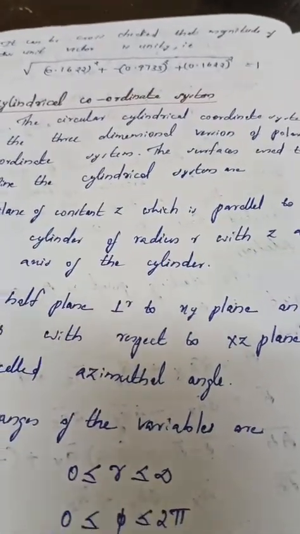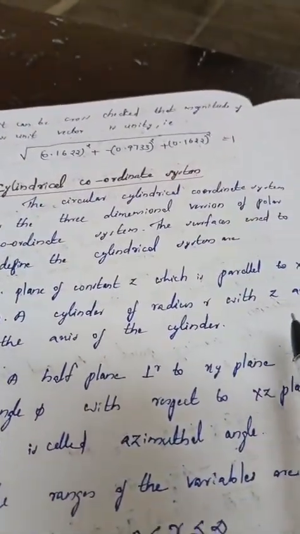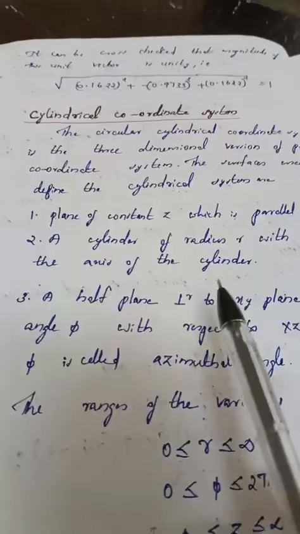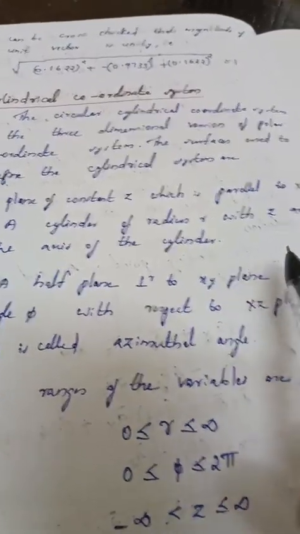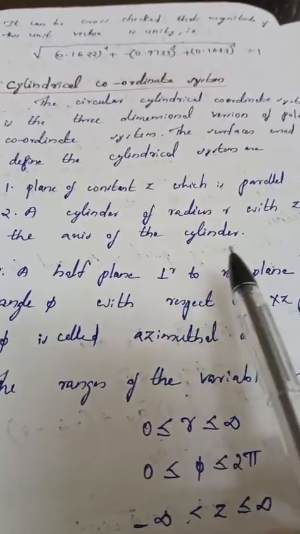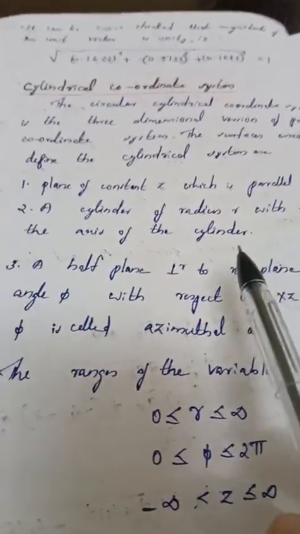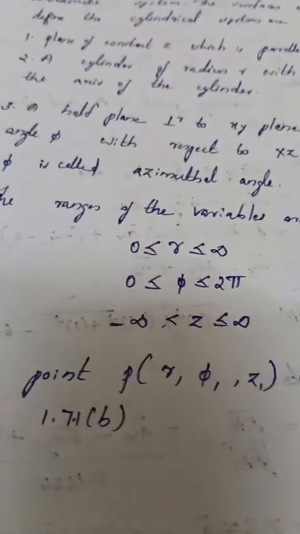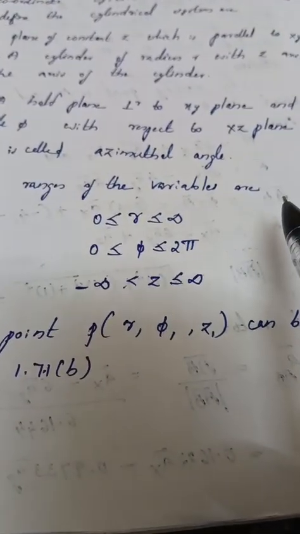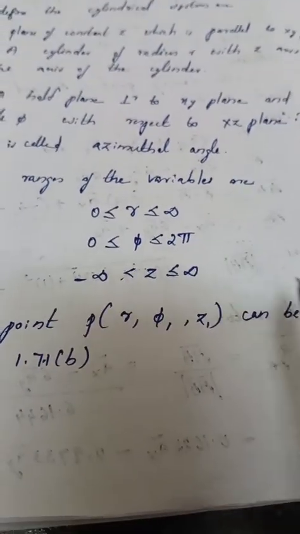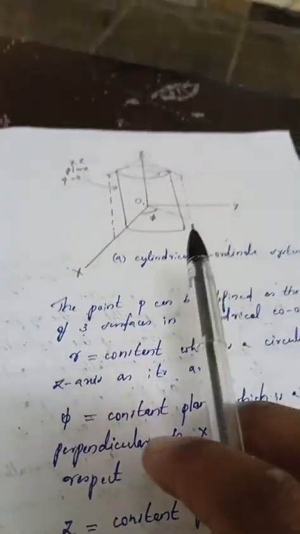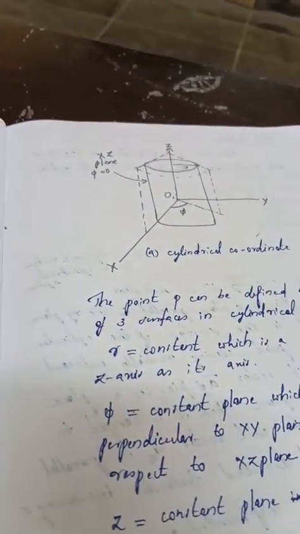Cylindrical coordinate system. The circular cylindrical coordinate system is the three-dimensional version of the polar coordinate system. First one, plane of constant z which is parallel to xy plane. Second one is a cylinder of radius r with z axis as the axis of the cylinder. Third one, a half plane perpendicular to xy plane. The ranges of the variables are r, phi and z. This is the cylindrical coordinate system r, phi and z.